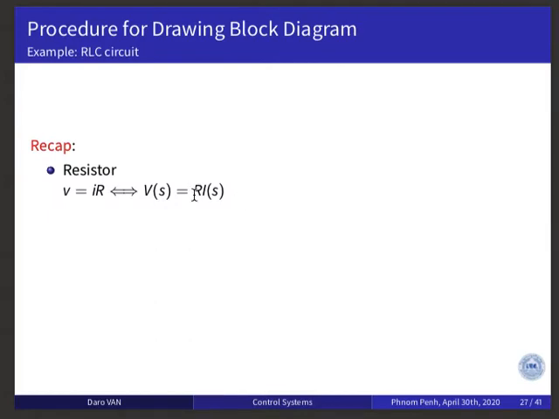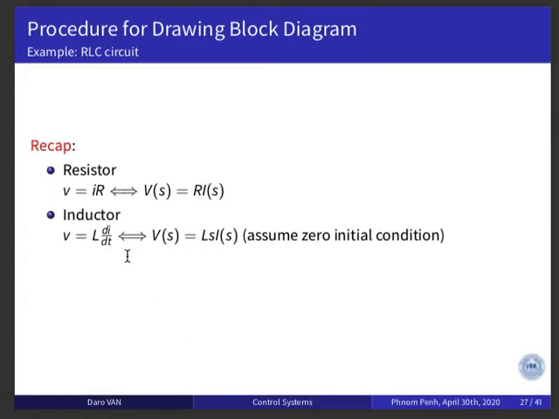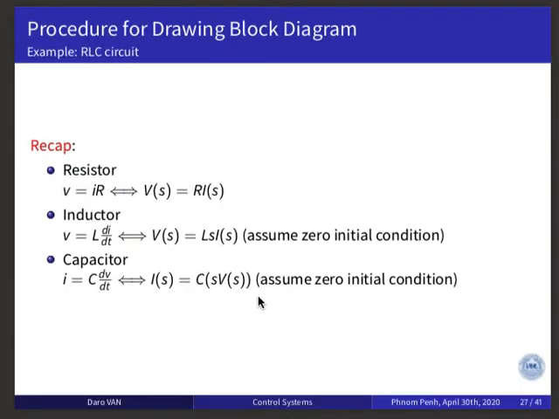This is for the resistor. And next one is for the inductor. The voltage across the inductor is just L times di/dt, and in terms of S, you can write it like this, assuming zero initial conditions. And for the capacitor, the current is just C dV/dt. Then you can do the Laplace transform and get this one. If you want to obtain V(s), then V(s) equals I(s) over Cs.